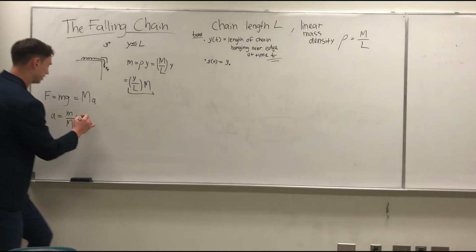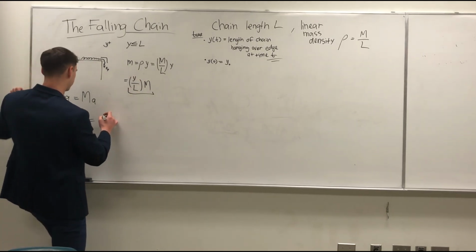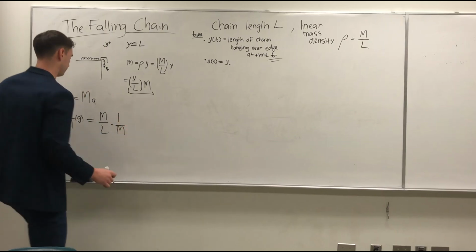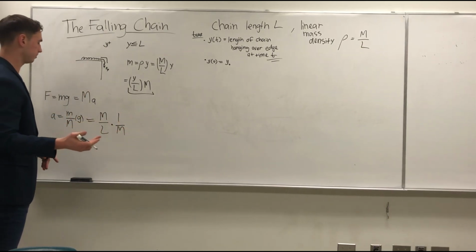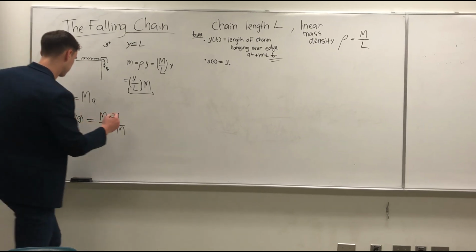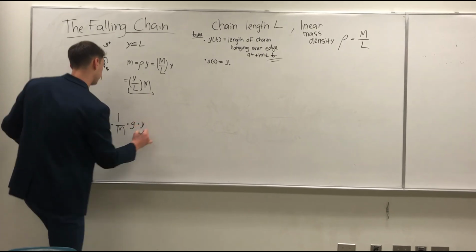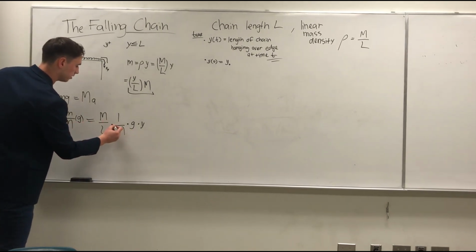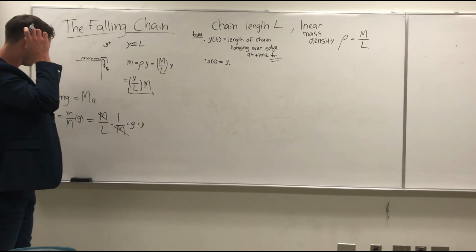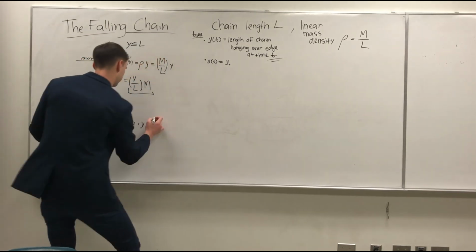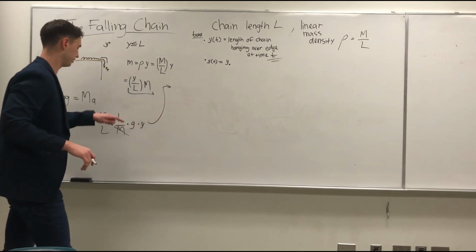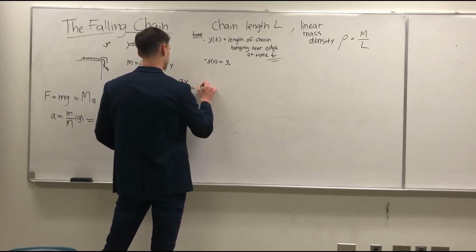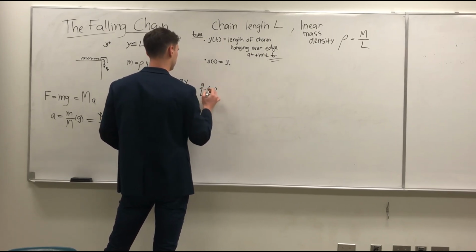We have an expression for the small m, so we substitute it in and reach this expression: m over L times 1 over big M, times g times y. It's a multiplication, so the big M's cancel, one on top and one on the bottom. We're left with g times y over L, which is equal to g over L times y.